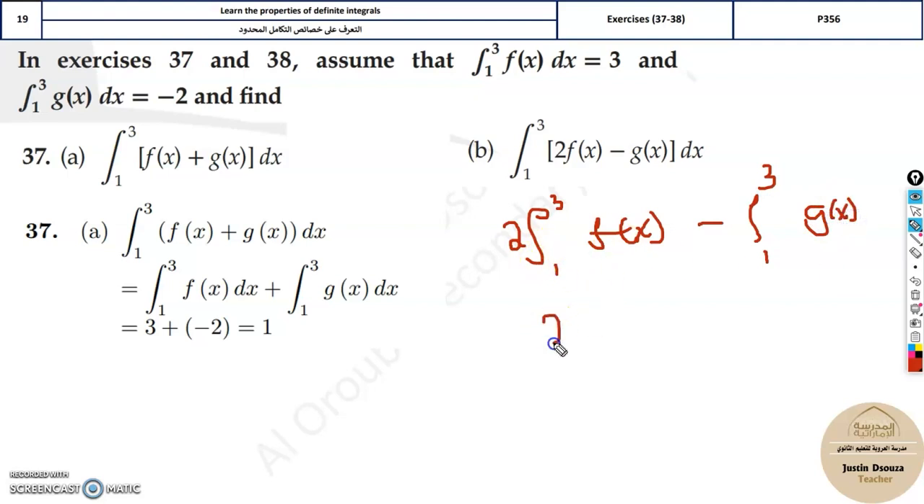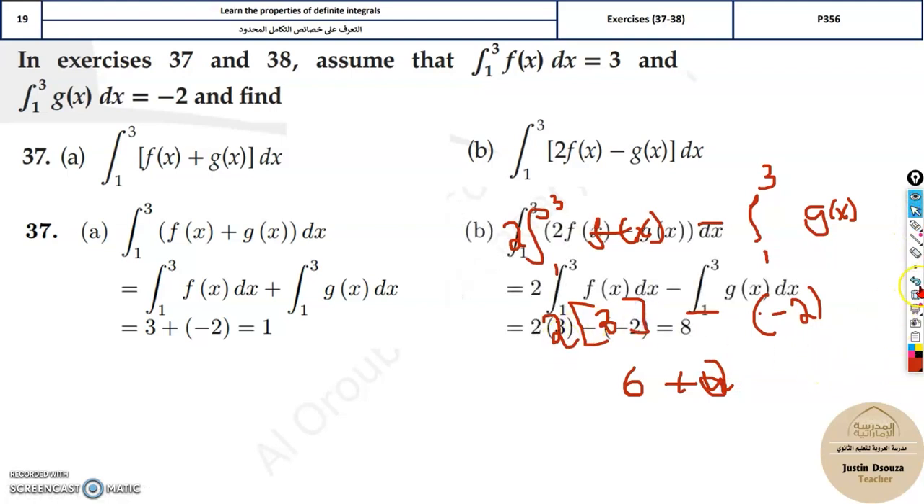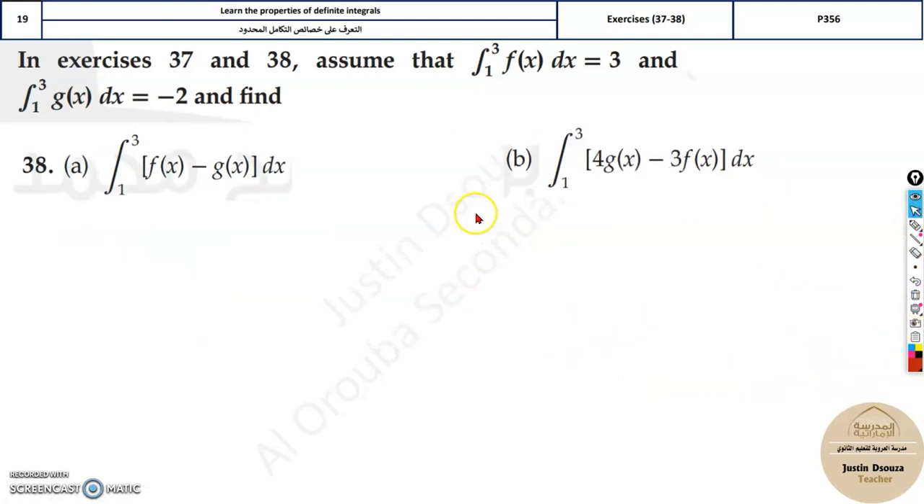Now you know over here 2 multiplied by what? It'll be 3. Minus, it will be again minus 2. So this will be 6 plus 2, answer must be 8. So the final answer will be 8. Same way you can solve these. These are one of the easiest types of problems.